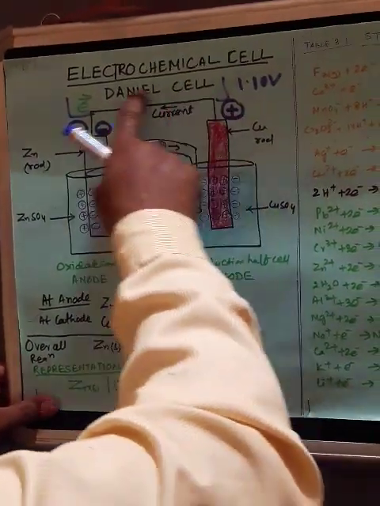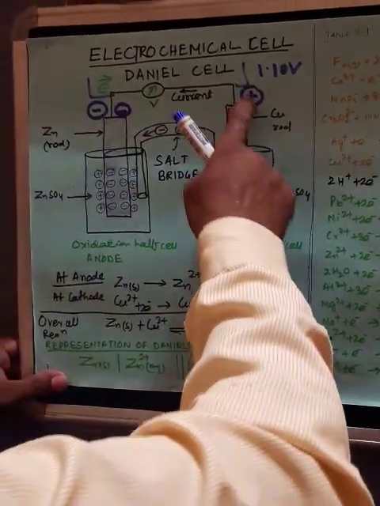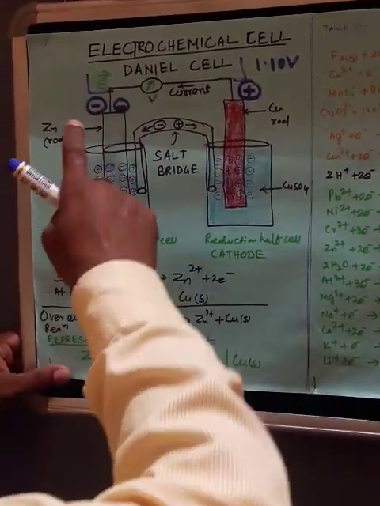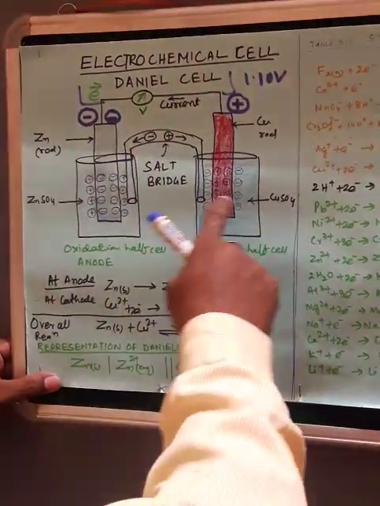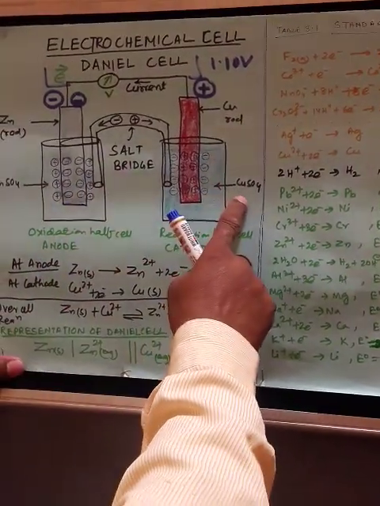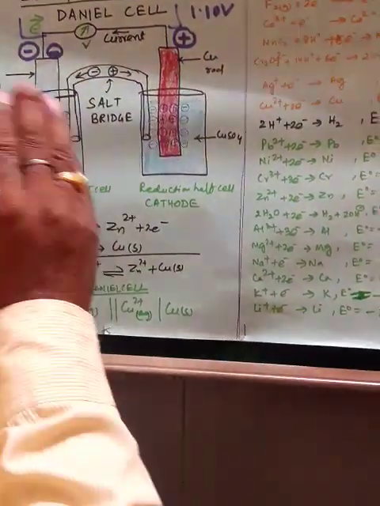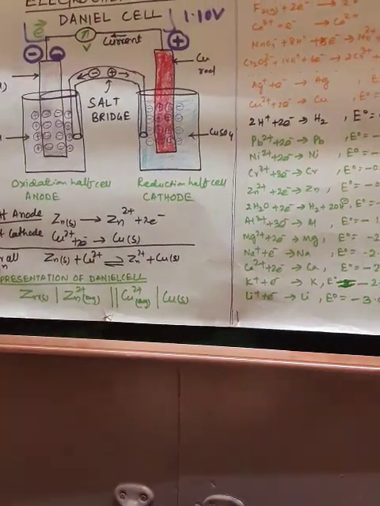Now in this case, if an external potential is given, the reaction reverses. Electrons are produced at copper and transferred to zinc, reduction takes place at zinc, Zn2+ to Zn, and oxidation takes place at copper. This reaction takes place in the case of electrolysis.